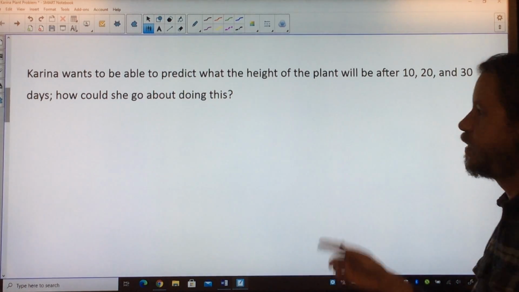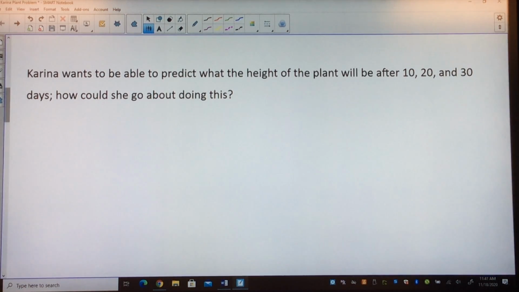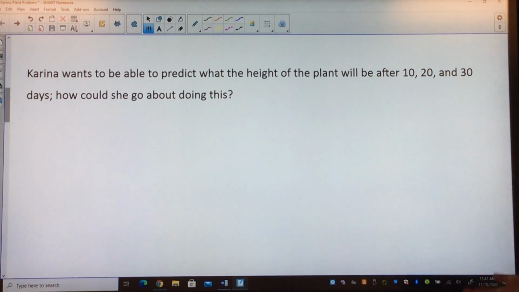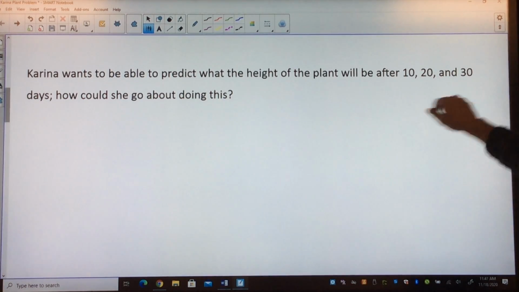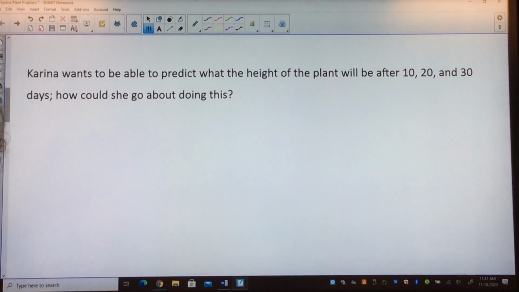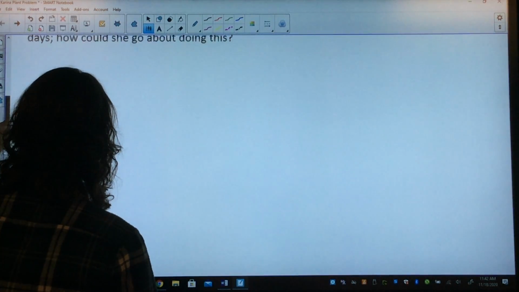And after we do this, I meant to add this in earlier, it says that Karina wants to be able to predict the height of the plant after 10, 20, and 30 days. We're going to use our linear model. We're going to use this pattern to figure out what the height will be after 10, 20, and 30 days. Okay, so the first thing I'm going to do to figure out what that pattern is, I'm going to rewrite my table in a slightly different way.